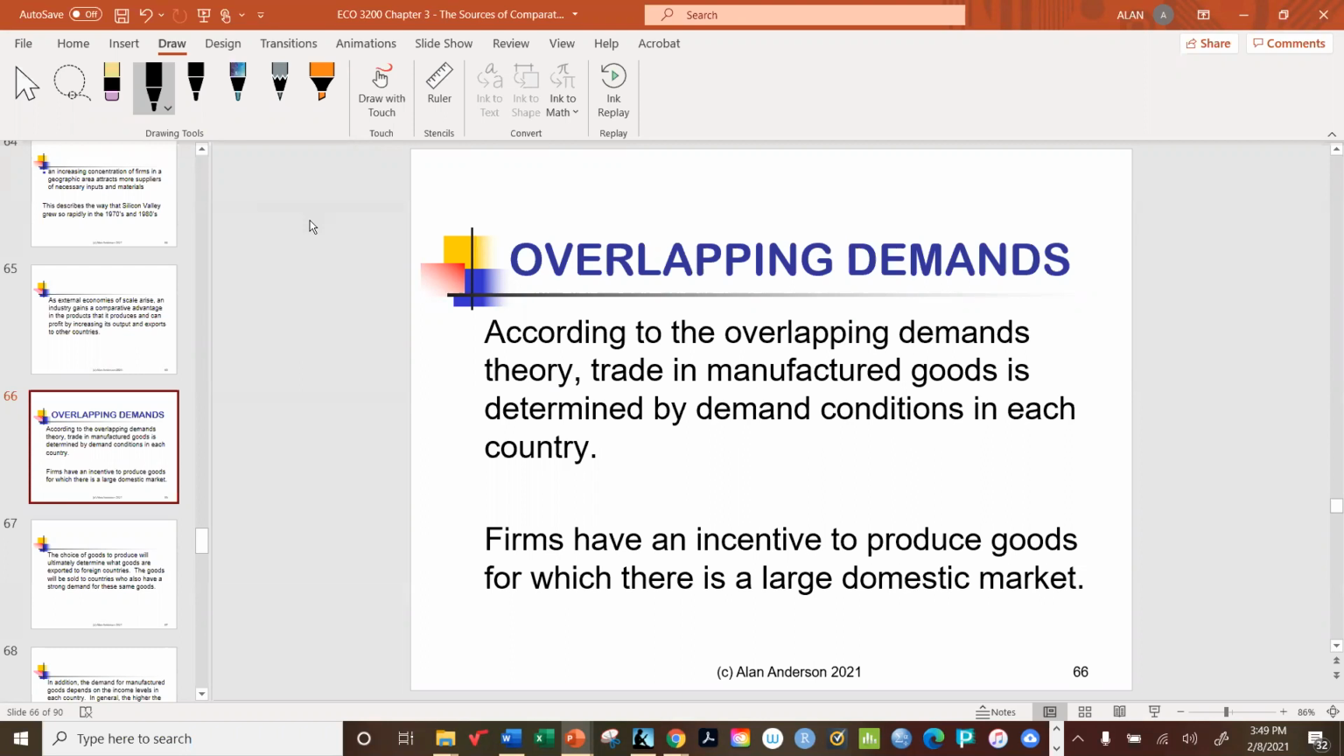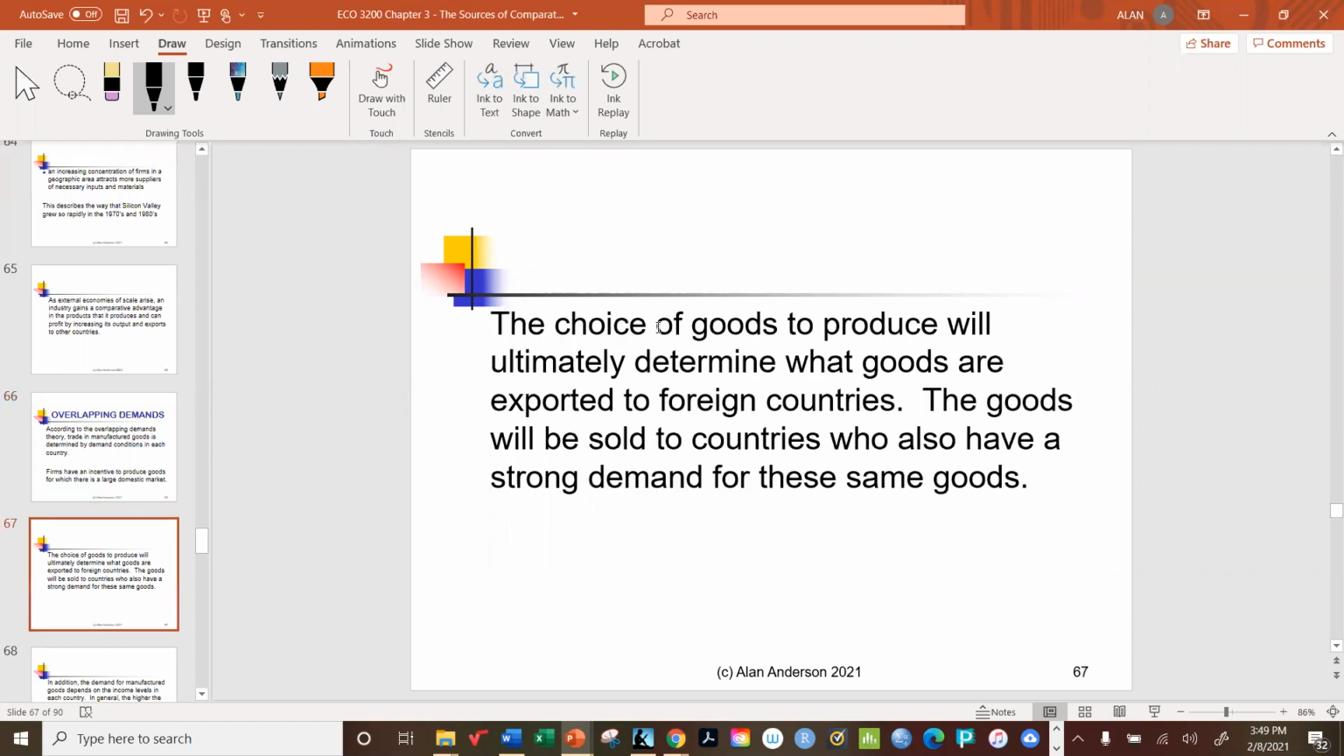So here we see that firms have an incentive to produce goods where there's a large domestic market, which means a strong demand for that product. And then the choice of which goods to produce will determine what we end up selling to foreign countries.